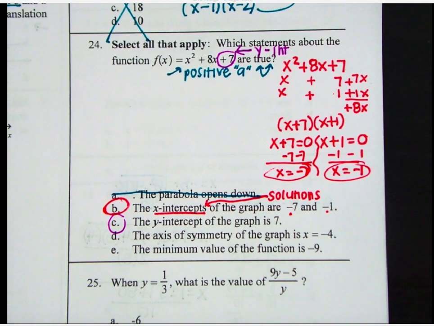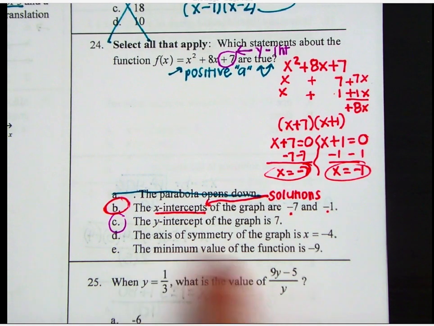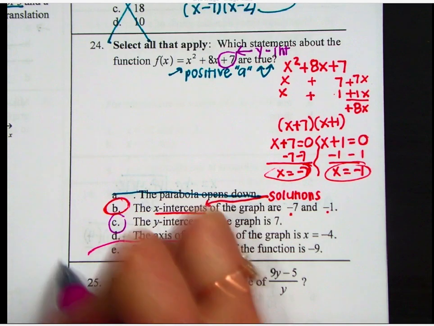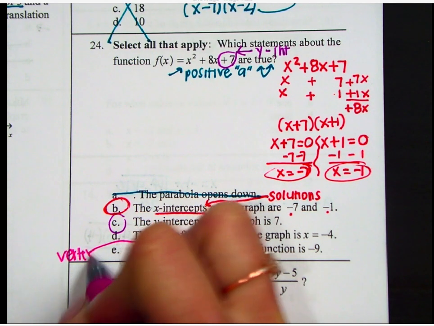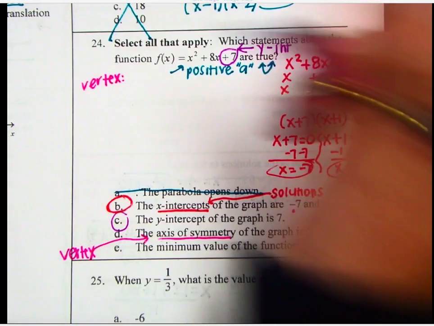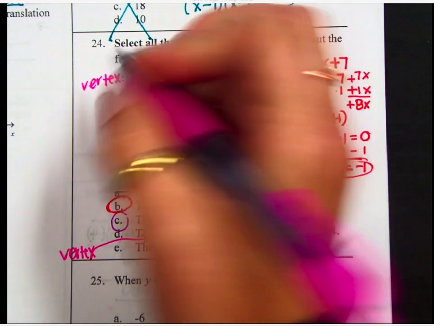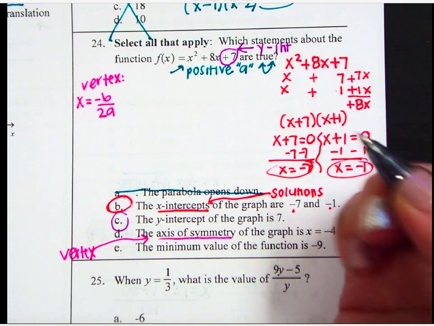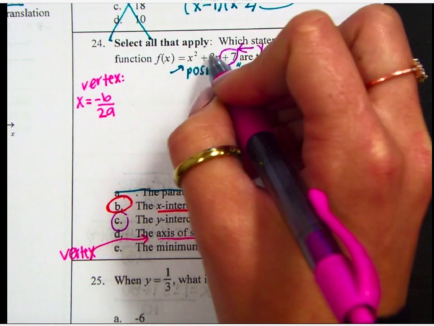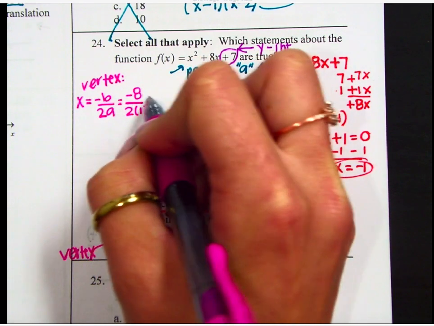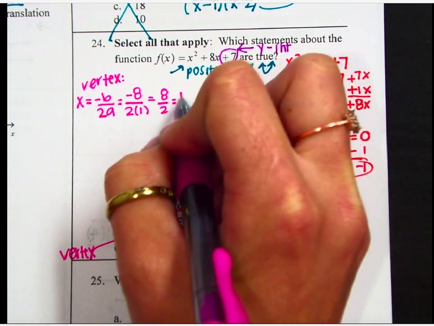The axis of symmetry of the graph is negative 4. Axis of symmetry, we want to remember, deals with the vertex. So if they ask us about axis of symmetry, we're going to need to talk about the vertex. To find the vertex, given standard form, you're going to need the formula x is equal to opposite b, or negative b over 2a. So here our a is 1 and our b is 8. So negative 8 over 2 times 1, that's 8 divided by 2, we get 4.